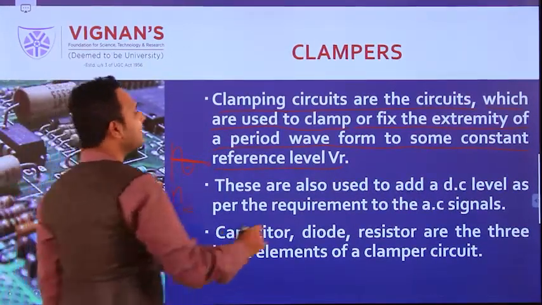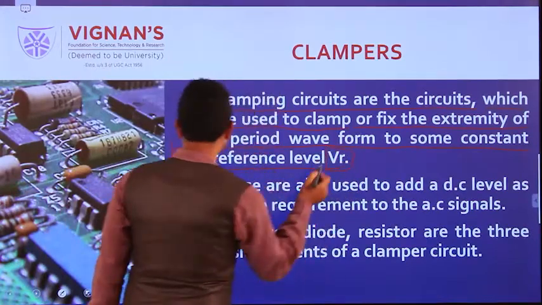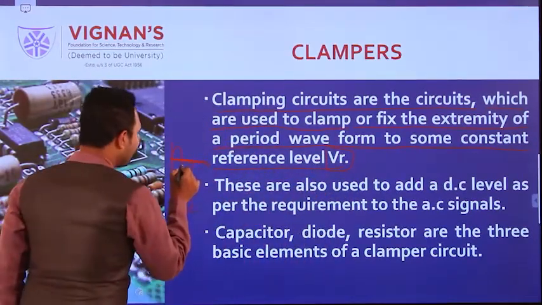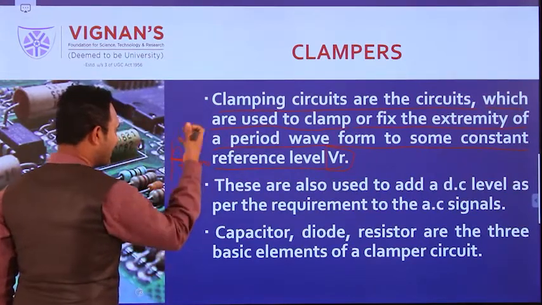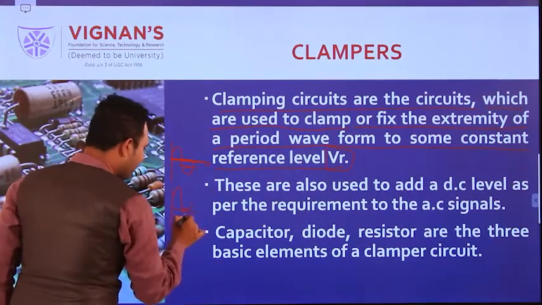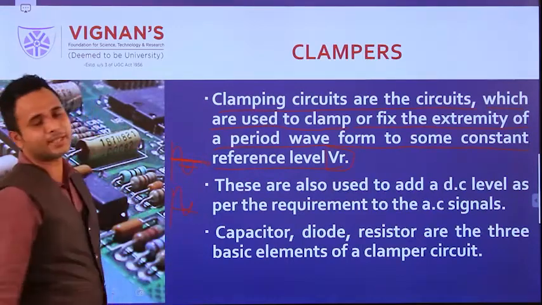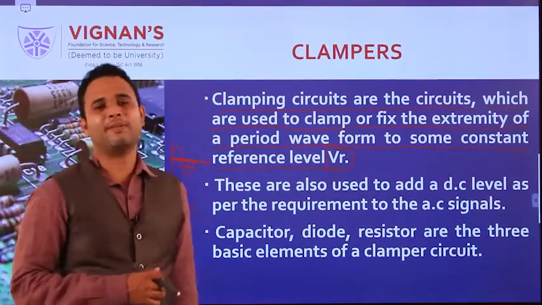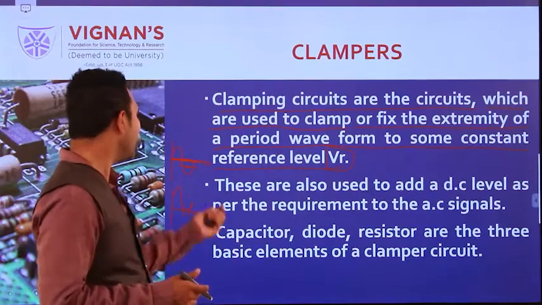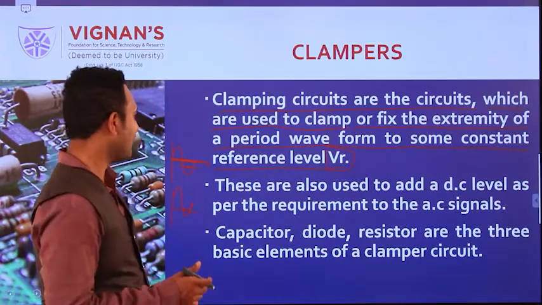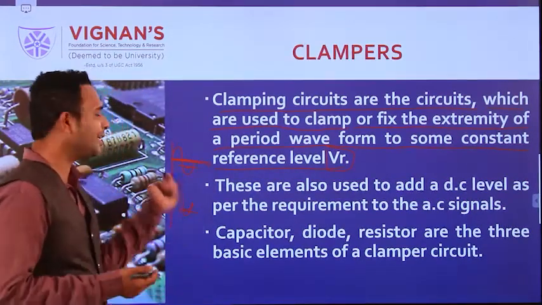What VR means depends upon the requirement. I need only this amount at the output side, so only this will come as the output, and the remaining small negative peak comes at the lower level itself. That depends upon VR only, right? So this is about the clampers.